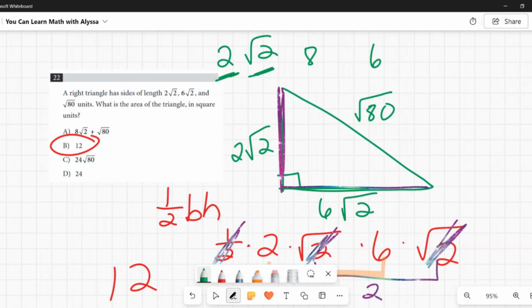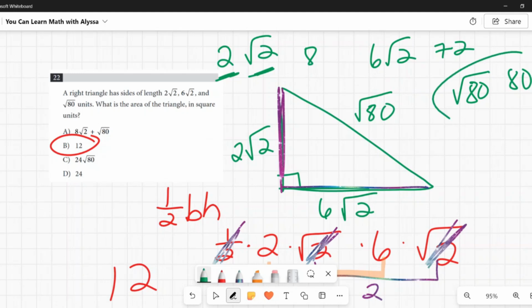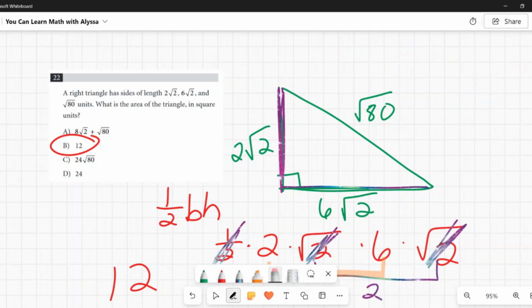Then you have 6 square root of 2. 6 squared is 36, square root of 2 squared is 2, 36 times 2 is 72. And then finally, square root of 80 squared is 80. So that one's the longest. And yes, Pythagorean theorem works. 8 plus 72 is 80. A squared plus B squared equals C squared. Again, that's how you do it manually, not using your calculator, confirming that square root of 80 is the hypotenuse.